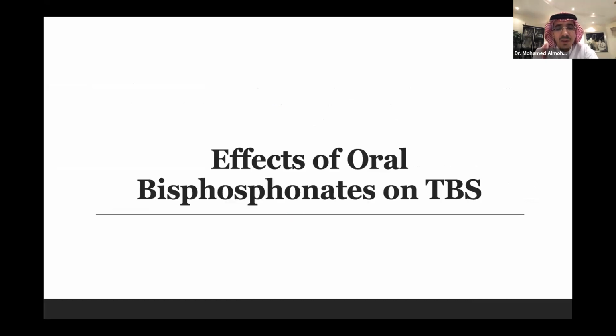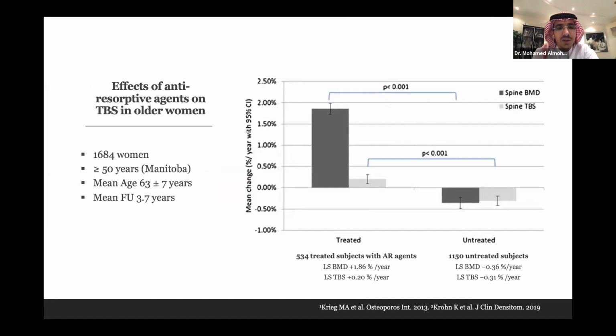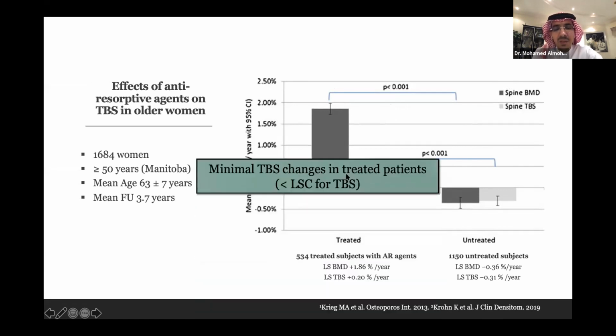So we'll move to the effect of oral bisphosphonate. We know that antiresorptives produce a significant increase in BMD. As you can see here in the figure, those patients treated with antiresorptive therapy, namely oral bisphosphonate, and also raloxifene and calcitonin in this study, have a significant increase in BMD in comparison to the placebo, but the spine TBS was not that much. So we have minimal TBS changes in those treated patients that were not significant.